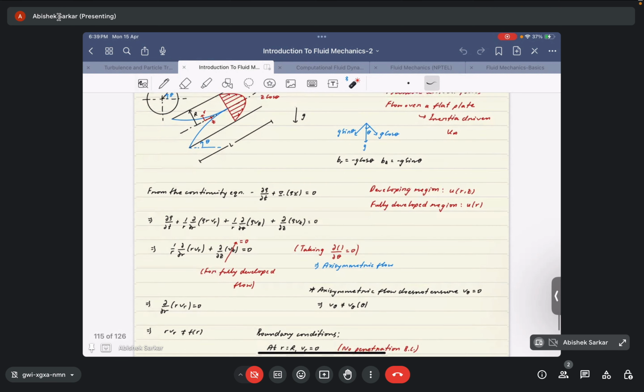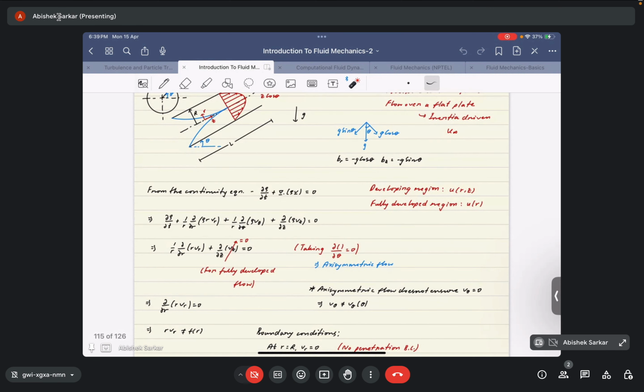This is the vector form of the equation, but as I mentioned in the previous sessions, the vector form of the equation is universal, so it is applicable for any kind of geometry. But when we want to write the equation in its component form, we need to understand which coordinate system is more suitable for the given problem at hand.